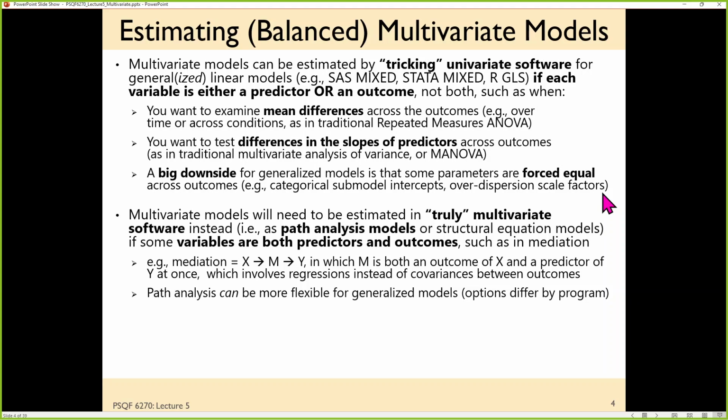So for that, we turn the corner and we get into what I call truly multivariate software, where truly means it's not just a hack, it really is multivariate. And that is known as path analysis or path modeling when you're dealing with observed variables only. If you add in latent variables with which to build measurement models or otherwise introduce additional sources of dependency, then it's called structural equation models.